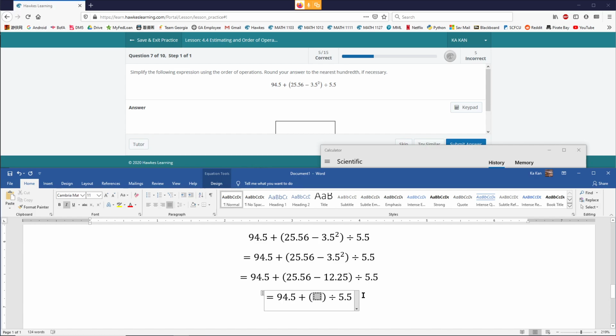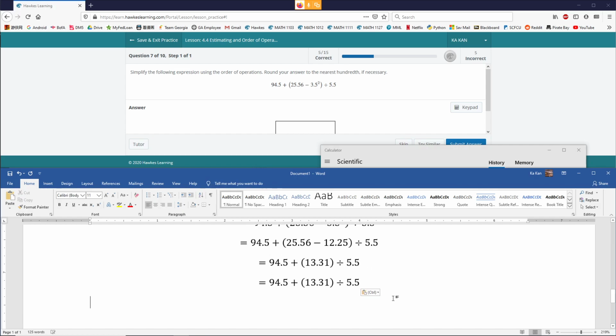25 minus 12 is what? 13, right? 56 minus 25 would be 31. So there you go. So that's basically what's gonna be within the parameters, right? You can definitely work a lot faster than me. Just gotta be careful when you put in the calculator. Don't try to put too much in the calculator at one time.